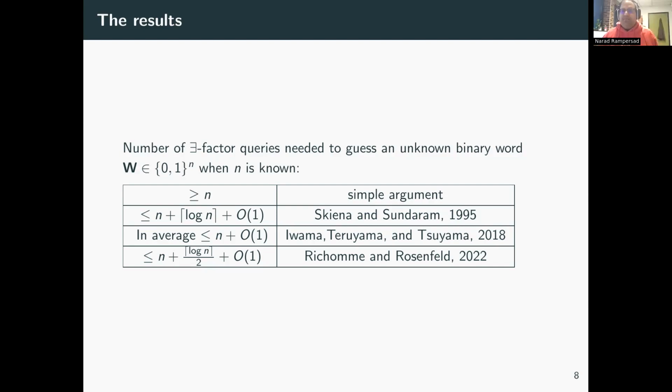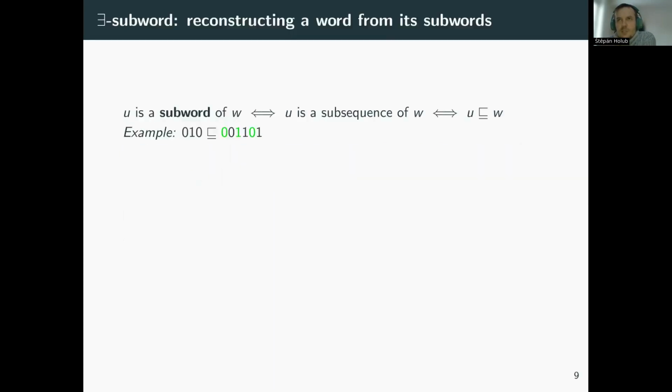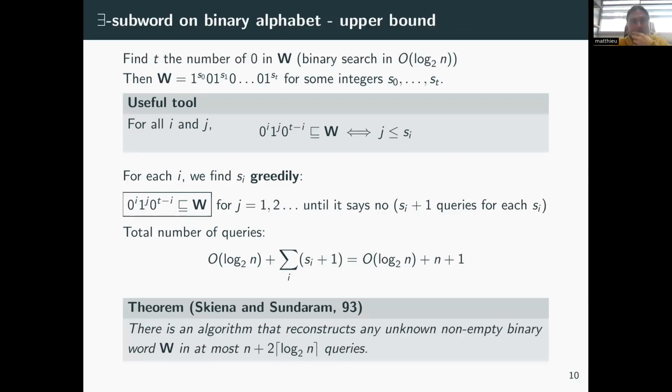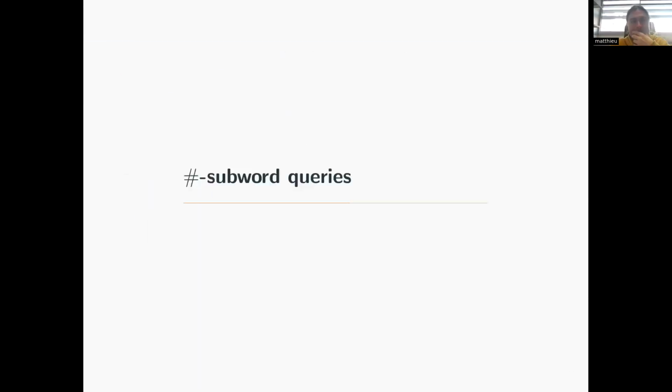Stefan? Yes, hello. My question is whether you have used anywhere in your work the concept of entropy of the word, because it seems that it should be the right measure, for example, for having a lower bound.